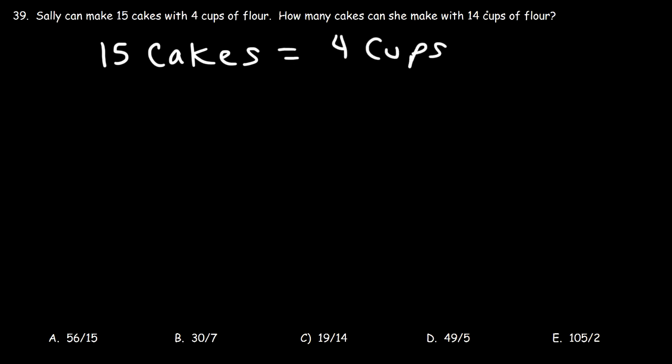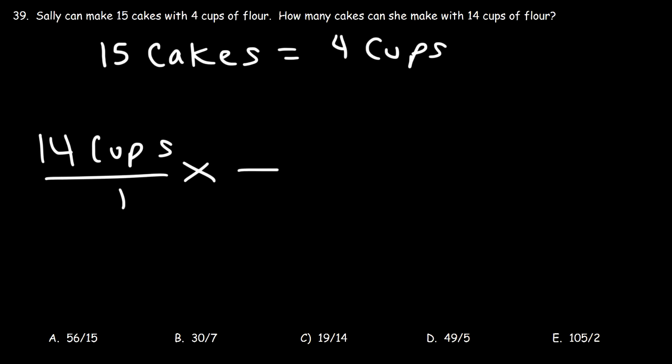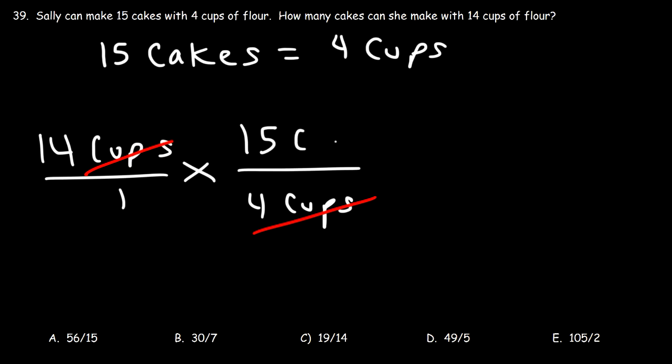What we need to do is find out how many cakes she can make with 14 cups of flour. So we're going to start with 14 cups of flour and convert it to the number of cakes. So we need to put the unit cups of flour on the bottom so that they will cancel just like before. And we're going to put the number of cakes on top. And so that's going to be 15 cakes.